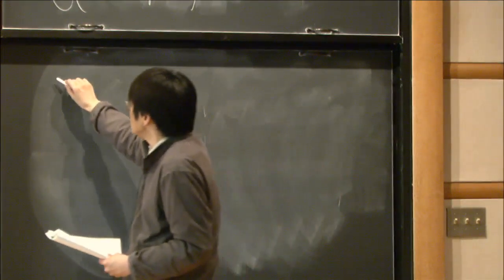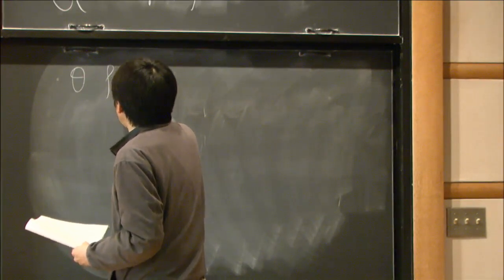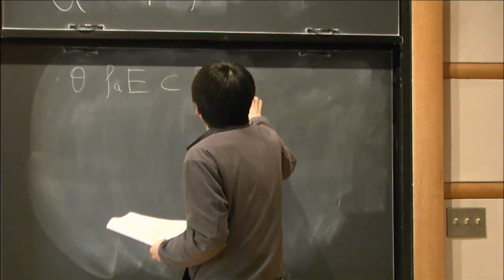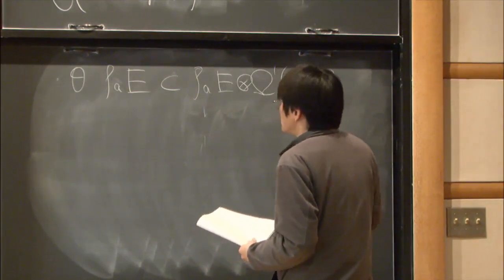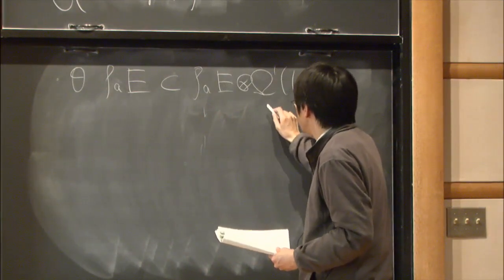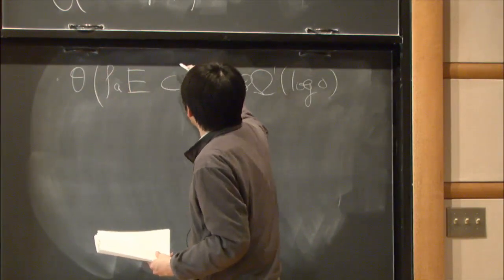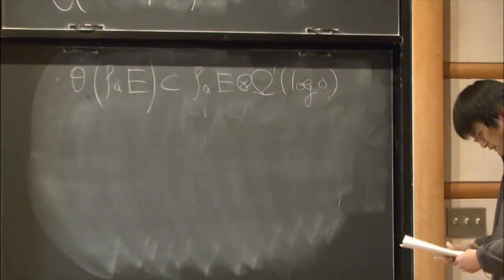And moreover, we obtain that theta PAE is contained in PAE tensor omega 1 log D. This is also again Simpson. So we need some estimate for theta, which is given by Simpson.